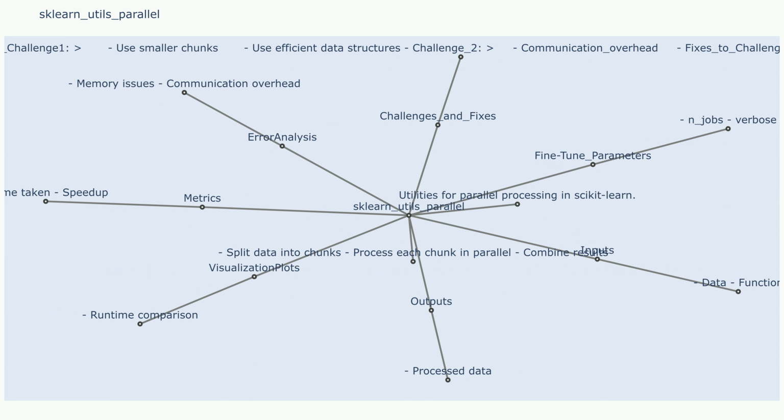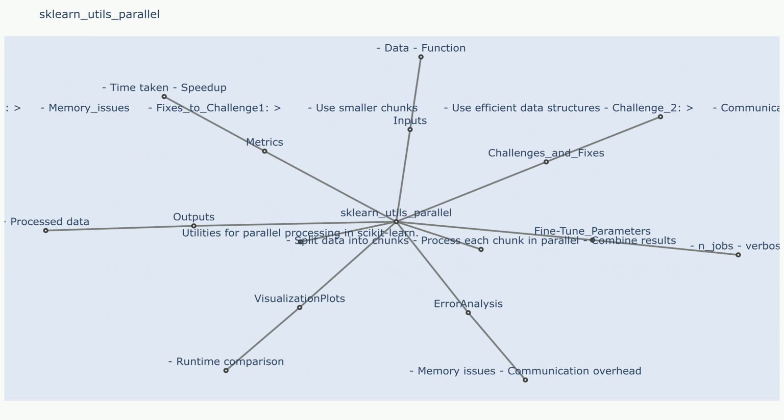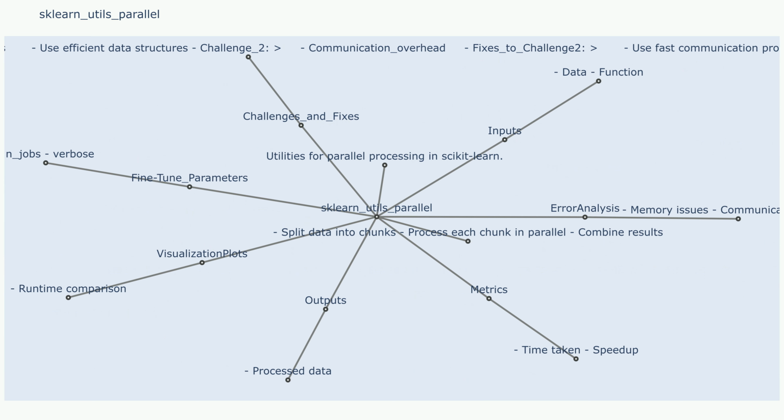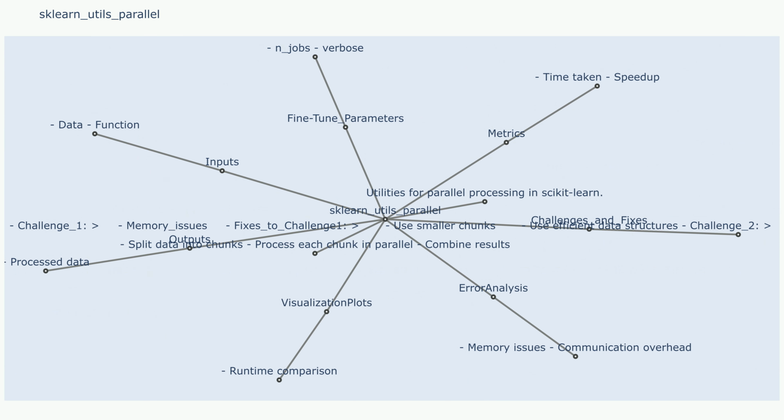Metrics: runtime measures the total time taken for the parallel computation. Speedup compares the execution time with a sequential implementation to assess the performance. Improvement: visualization plots. Parallel execution timeline: a visual representation of the parallel execution, showing the start and end times of each subtask. Fine-tune parameters. n_jobs: optimizing the number of parallel jobs can significantly impact performance.